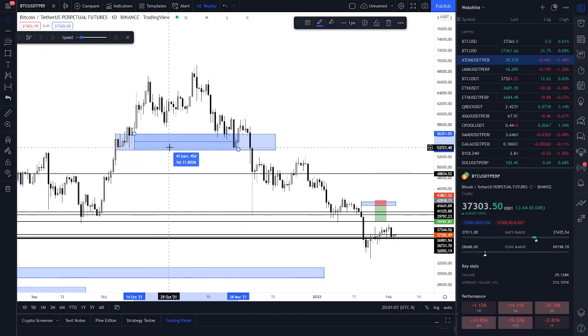And use my support lines in confluence with my demand zones. If I don't see any demand zones, I don't fret and try to find them. When in doubt, use your lines. A lot of my plays do go based on lines if I can't find any. So yeah, that's pretty much it. I will go ahead.